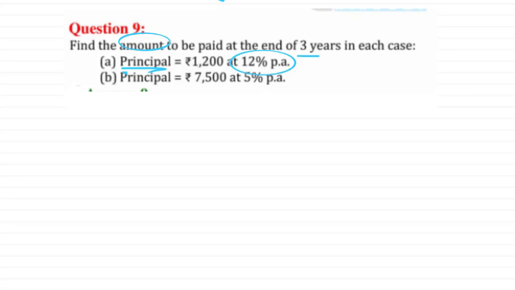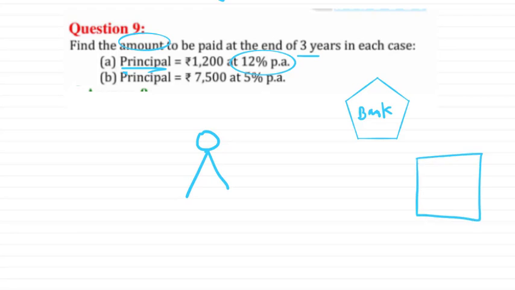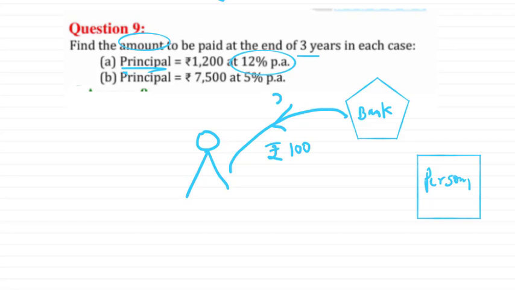So here suppose there is a person and he is in need of money, but he doesn't have money. So what he will do, either he will go to a bank, let's say this is a bank, or he can go to some person who has a lot of money. When he goes there, he will take some money from it. Suppose he has taken money from the bank, that is rupees 100, or let's say he has taken X rupees.